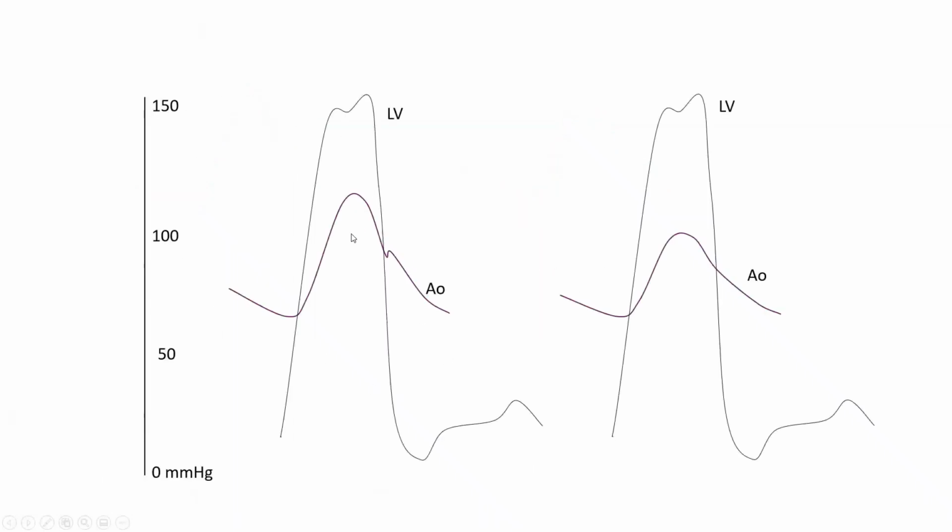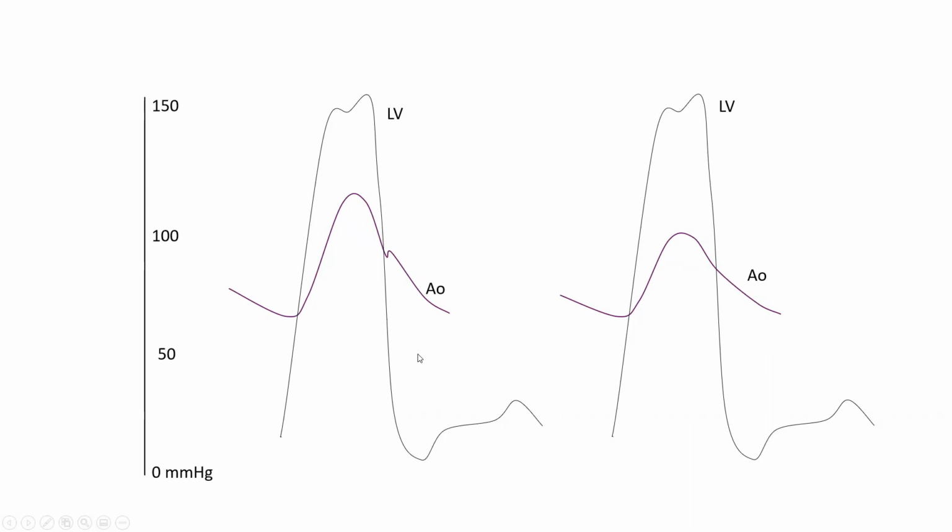Imagine that you have LV and aortic recording. Imagine the aortic pressure is damped in this patient. So look what happens when it's damped. You will exaggerate the gradient. You can create a fake, false aortic stenosis or falsely severe aortic stenosis. So you have to be perfectly damped, so you understand the error in the recording.